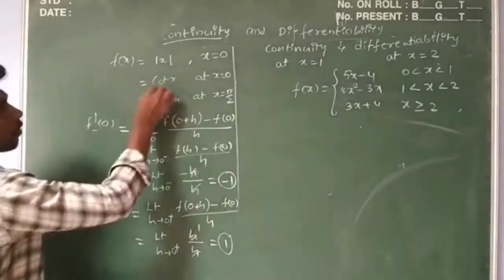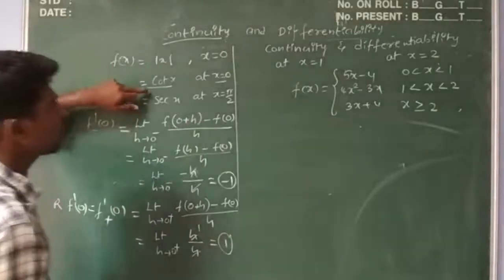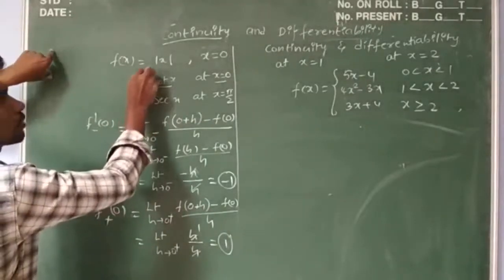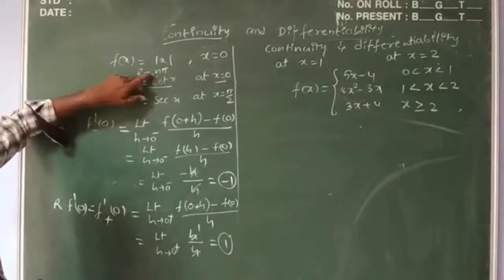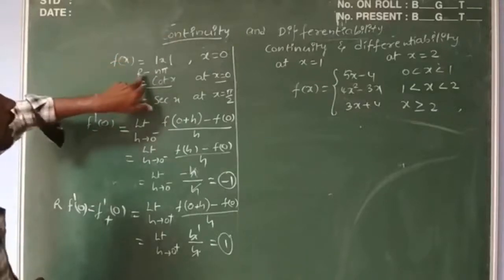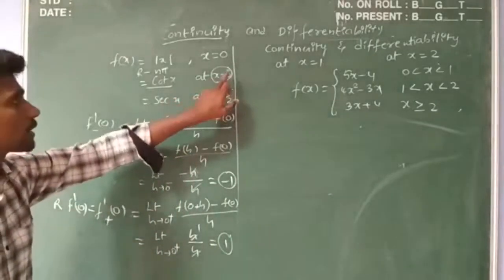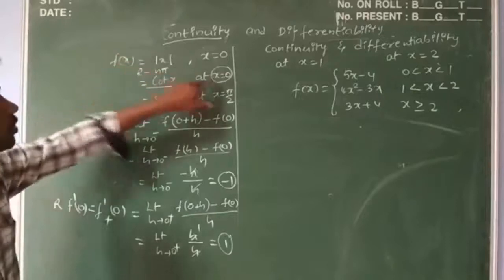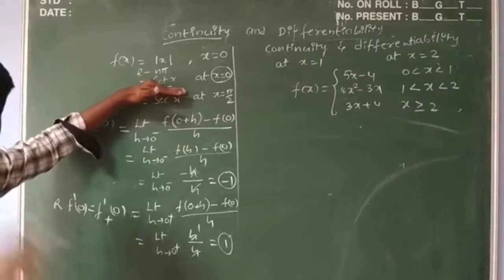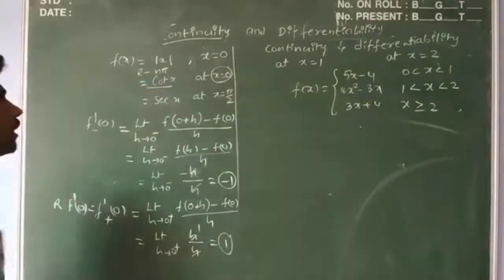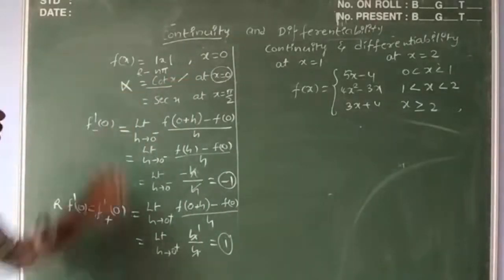Next, whether cot x is differentiable at x equal to 0 or not. What is the domain of cot x? All real numbers minus n pi, where n belongs to integers. If I put n as 0, I get R minus 0. So the value 0 does not exist in its domain. So the function is necessarily discontinuous at x equal to 0. If the function is discontinuous, it is not differentiable.